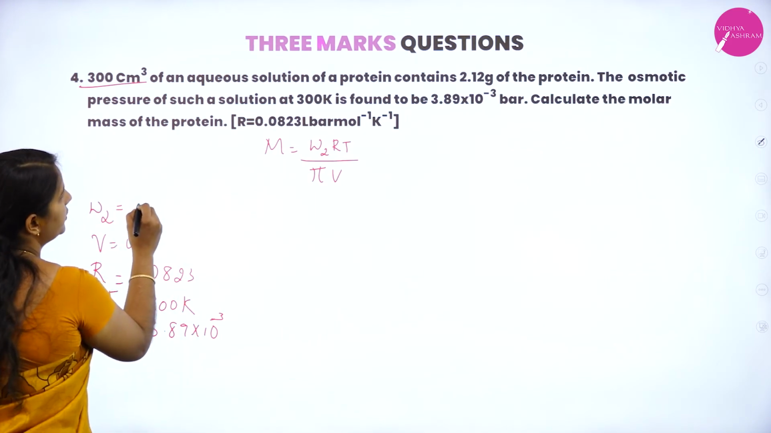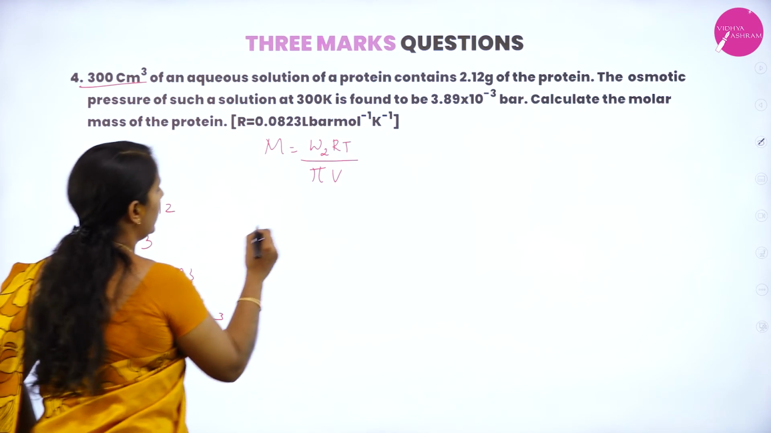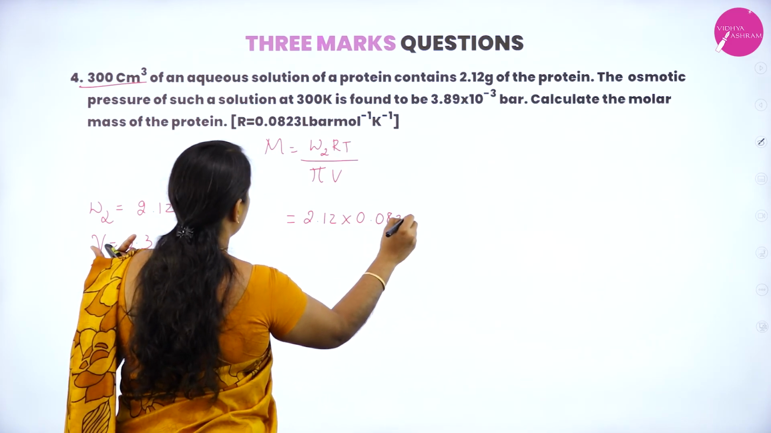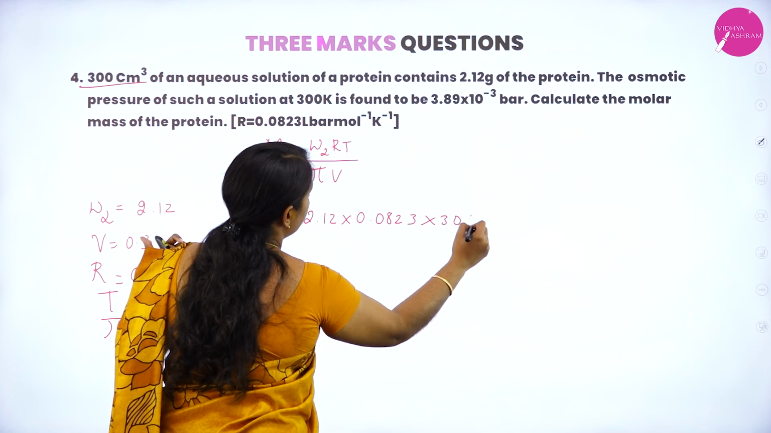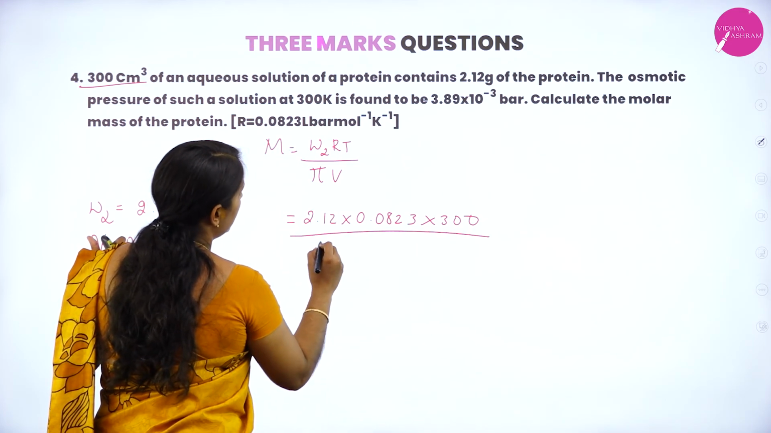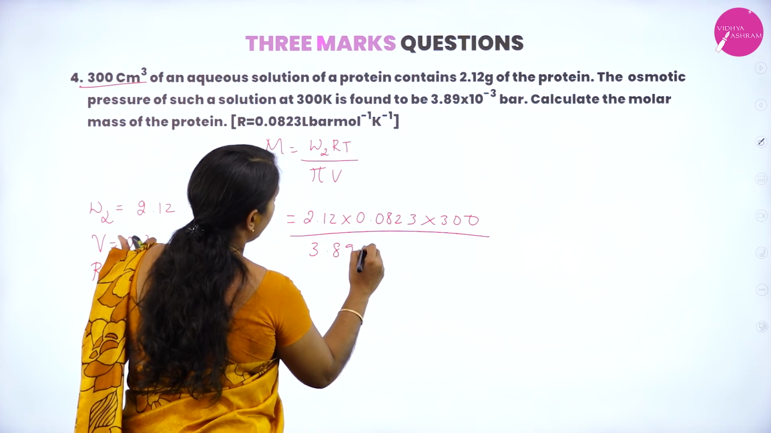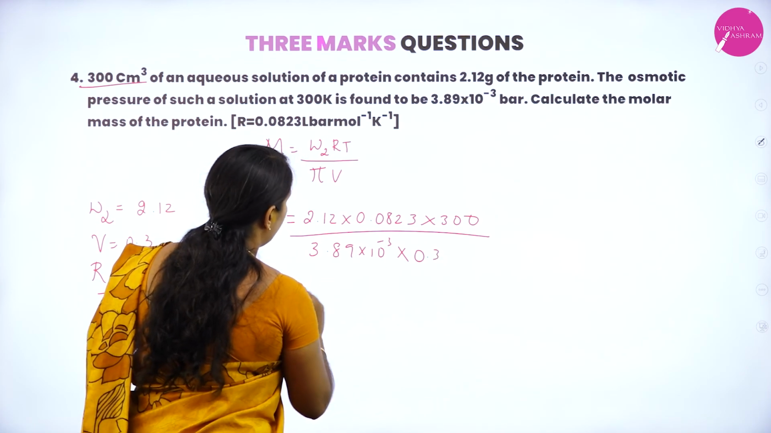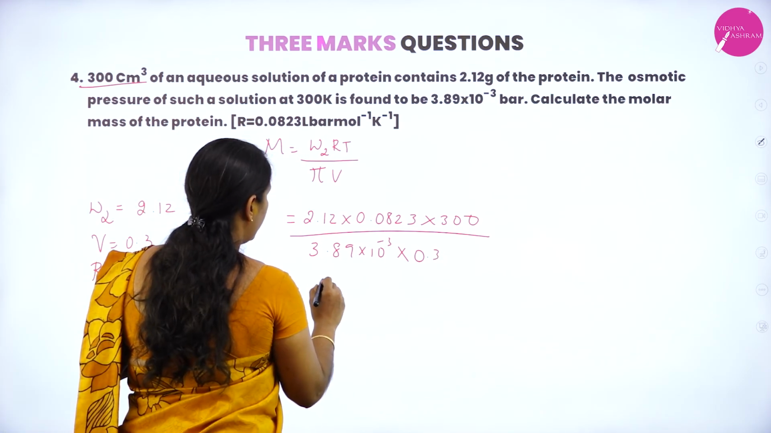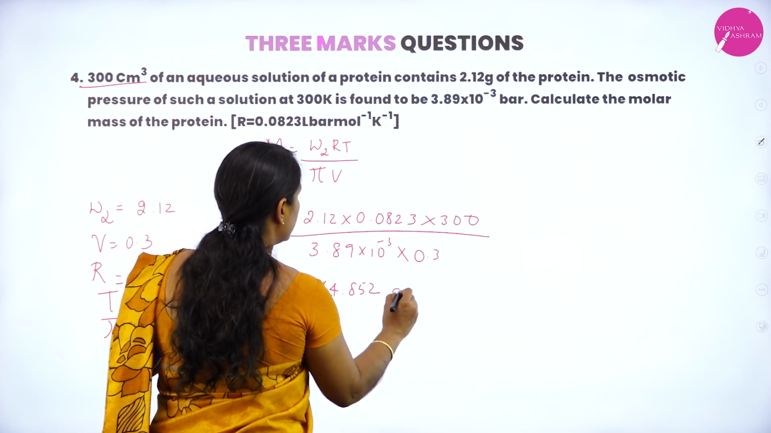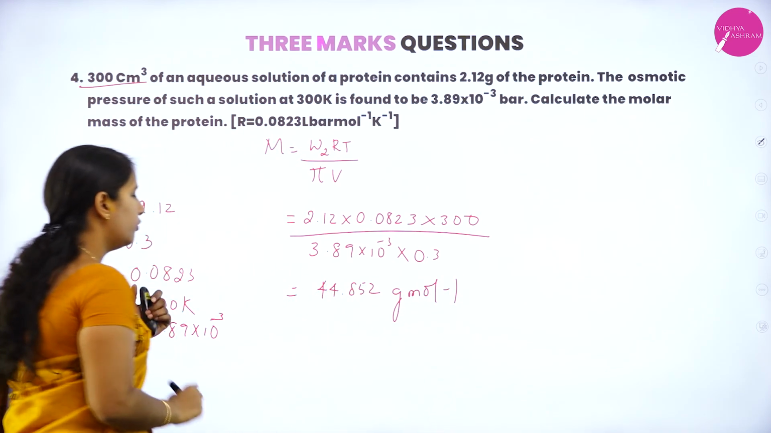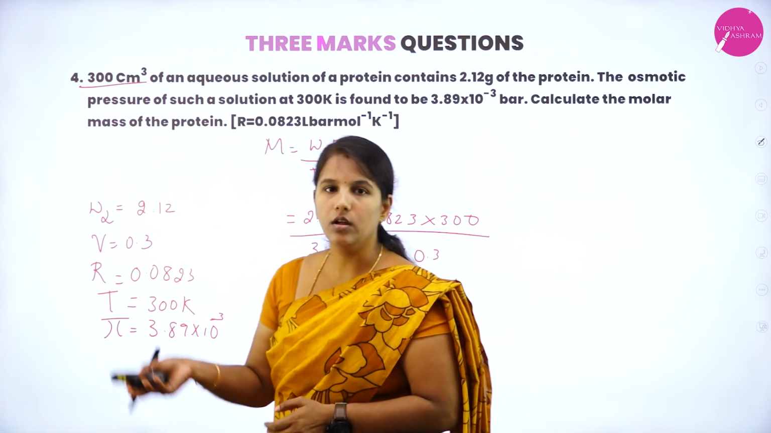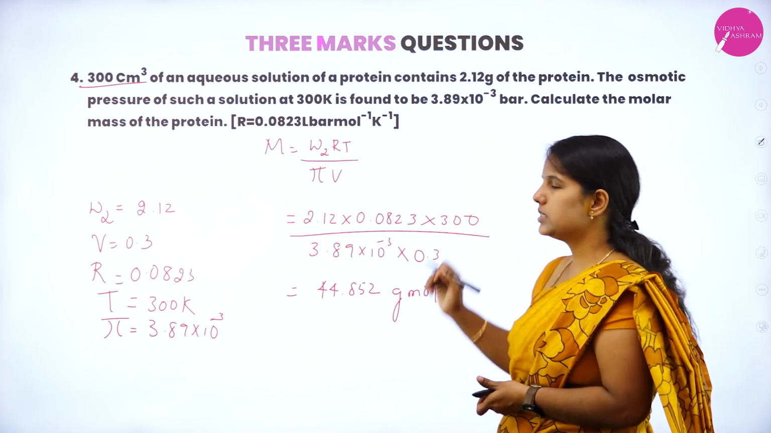So here the W2 value is 2.12. It is 2.12 into R, which is 0.0823, into the temperature 300, divided by the osmotic pressure 3.89 into 10 to the power of minus 3, into the volume 0.3. If you do the simple calculation, you will get 44.852 gram per mole. This is how, if the osmotic pressure is given, we can calculate the molar mass of the solute with this equation.